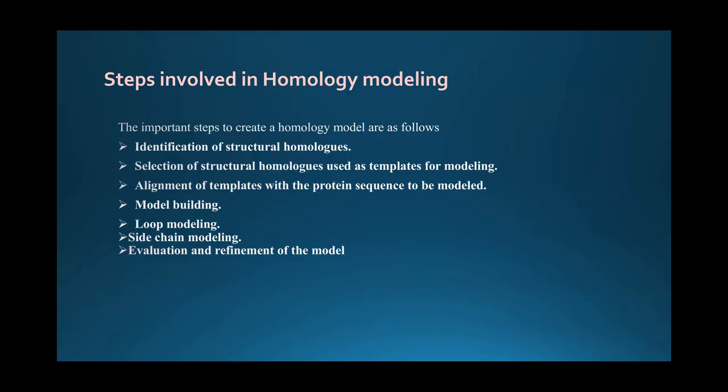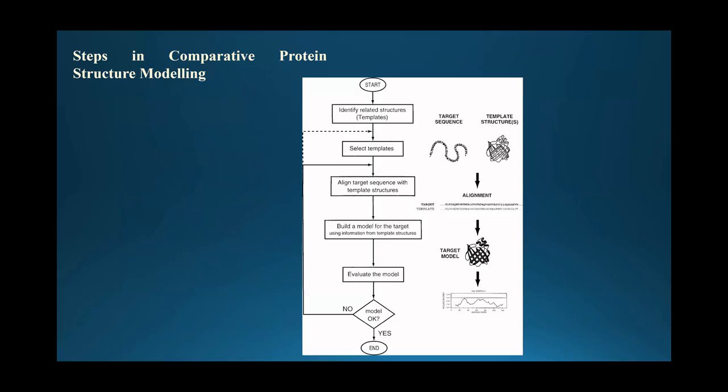These are the steps that are involved. The first step is identification of structural homologs. The second step includes the selection of structural homologs that are used as templates for modeling the three-dimensional structure of the unknown target. Then alignment of these two sequences, then the proposition of the three-dimensional rough model, refinement of the model through loop modeling and sidechain modeling, and evaluation and refinement of the model. All these things are done iteratively until a three-dimensional structure is established. This is one flow chart that shows you how you have to start.